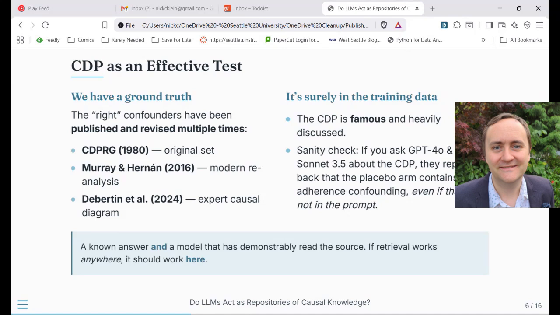We know that for sure because it's a very famous study. It's very heavily discussed. There's a lot of papers about the Coronary Drug Project and its placebo arm confounding. We know this because if we ask the large language models about the Coronary Drug Project in particular, without even prompting, they will come back and say, hey, did you know there's confounding in the placebo arm? Right? We don't even say that and it knows it. So somewhere in the training data is information about this study. So the expert opinion is in the training data as well. If they can retrieve expert opinion about causal links, it should be able to do so in this context.